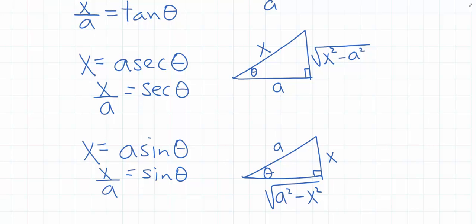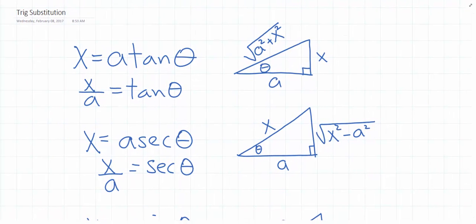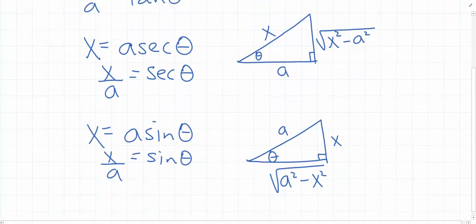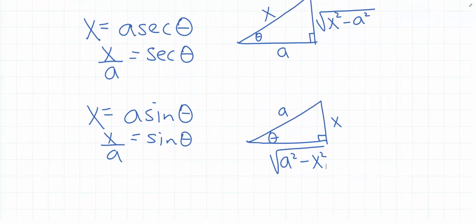Okay, so if you remember these three, in other words, look at this. We've got the hypotenuse, the opposite side, and the adjacent side. And they correspond to three different square roots, right? On the one hand, you've got A squared plus X squared. Then you've got X squared minus A squared. And then you've got A squared minus X squared.